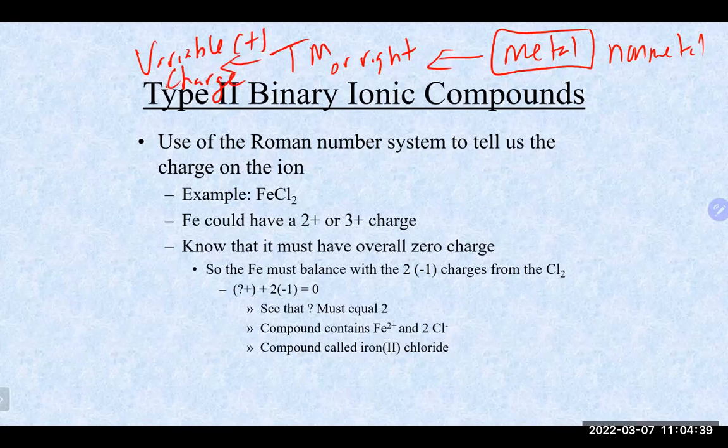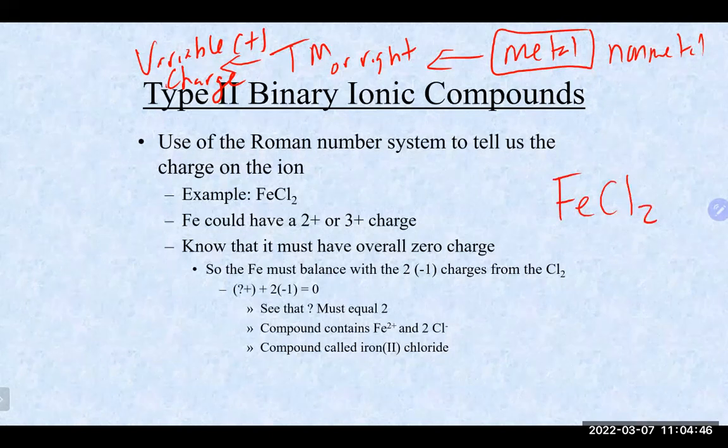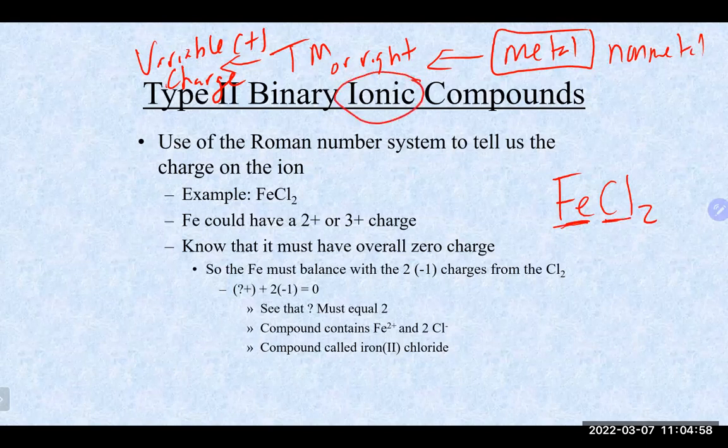So if we look at something like what we see here, which is FeCl2, first off, we can still identify it kind of the same way as we did before. We see Fe, which is iron, a metal. We see Cl, which is chlorine, a non-metal, which automatically tells us we're dealing with an ionic compound here. That means we should automatically look at the metal.